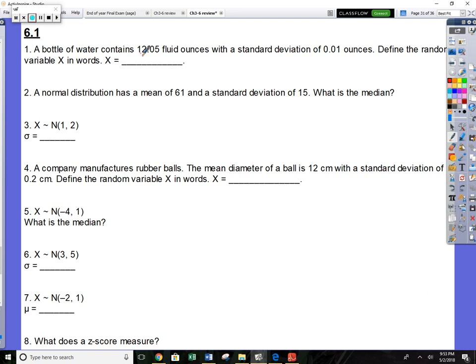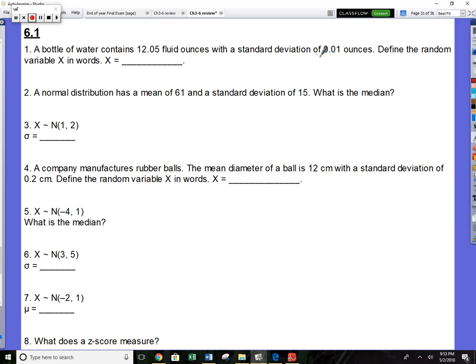Okay, a bottle of water contains 12.05 fluid ounces with the standard deviation of 0.01 ounce. Define the random variable x. Okay, your random variable x. So you're doing a bunch of sampling, you're measuring bottles, picking out random bottles from the production line. X is measuring fluid ounces. So 12.05, maybe you grab one and it measures 12.55, maybe it measures 11.86. But these numbers are fluid ounces. So that's what it is.